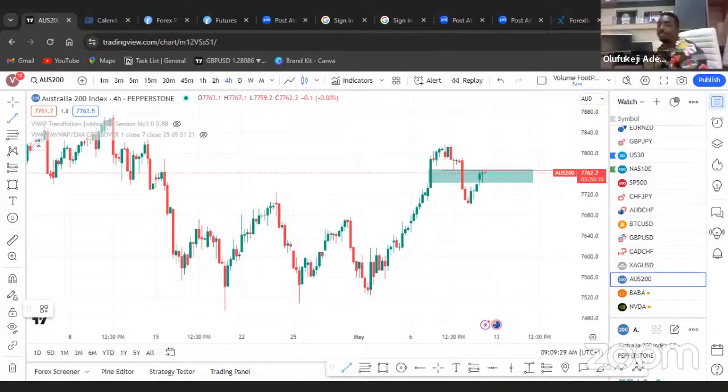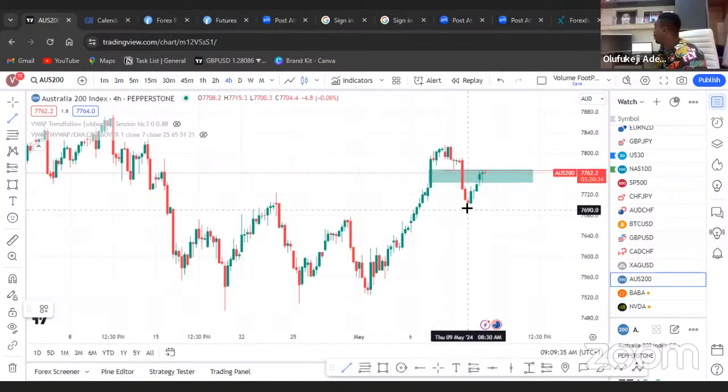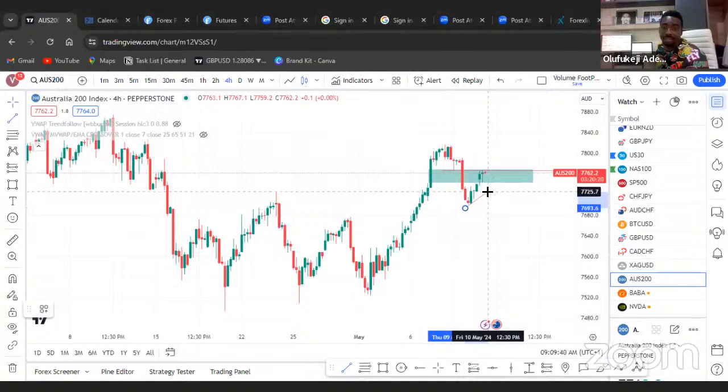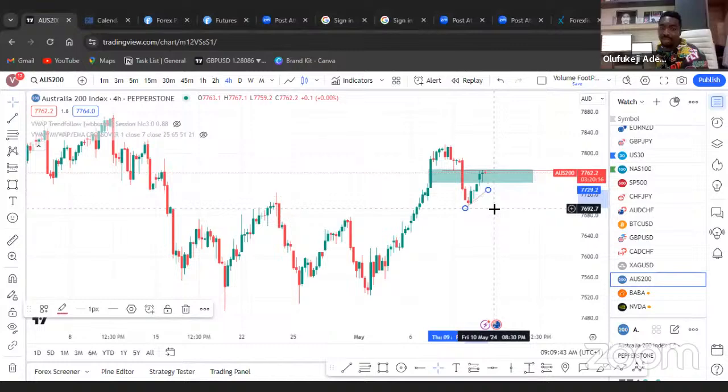So I'm expecting some sort of profit taking on equities where the buyers take their profit, and that should give some selling pressure.